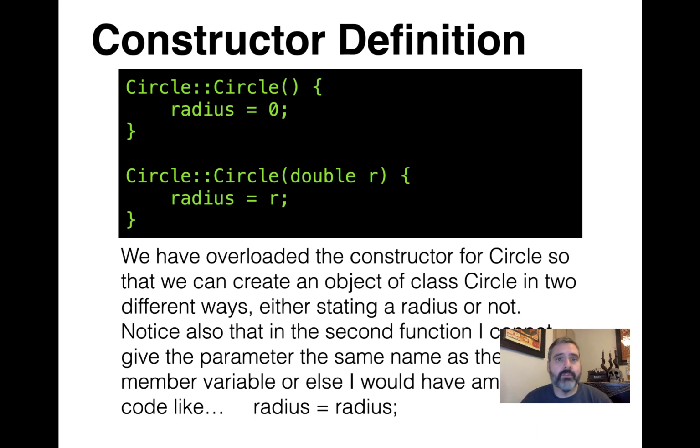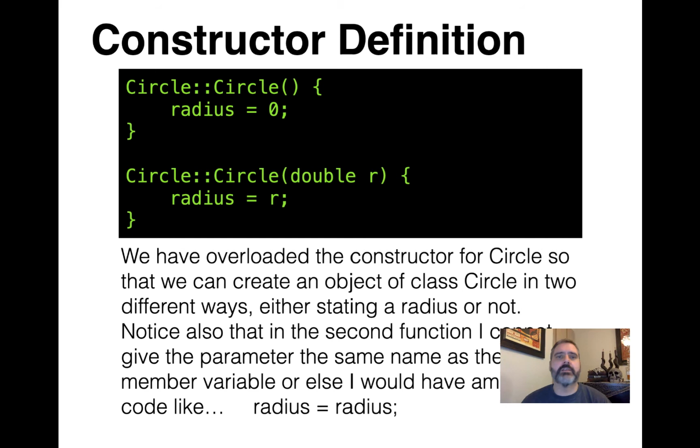The first one is the default. It takes nothing, right? And that one, we're just gonna say, well, radius is 0. Now, one can argue whether or not a circle of radius 0 is actually a circle, but it seems like a good enough default for now.